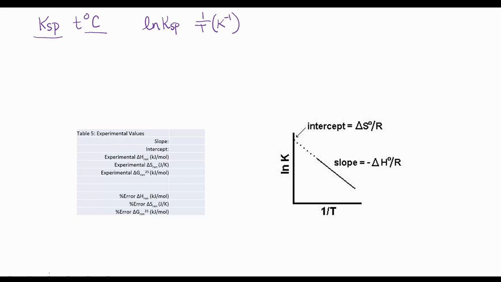And what that's going to do is generate a graph. Here's a nicer picture of ln KSP versus 1 over T. Then you're going to do that in Excel, and you're going to generate an equation of the line. You're going to tell Excel to generate an equation, and you're going to get the numbers that are appropriate.